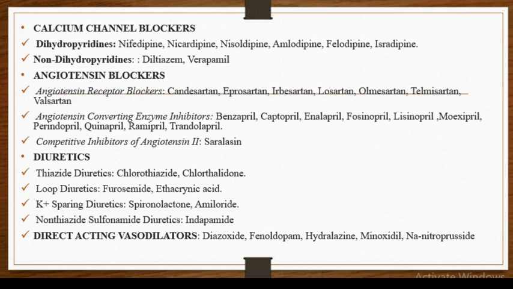Then we also have the last group of drugs being the direct acting vasodilators, and these ones work almost the same way like the nitrates. So they dilate the veins and reduce the amount of blood which is going back to the heart, which is the venous return, and also they reduce cardiac output, hence reducing the blood pressure.